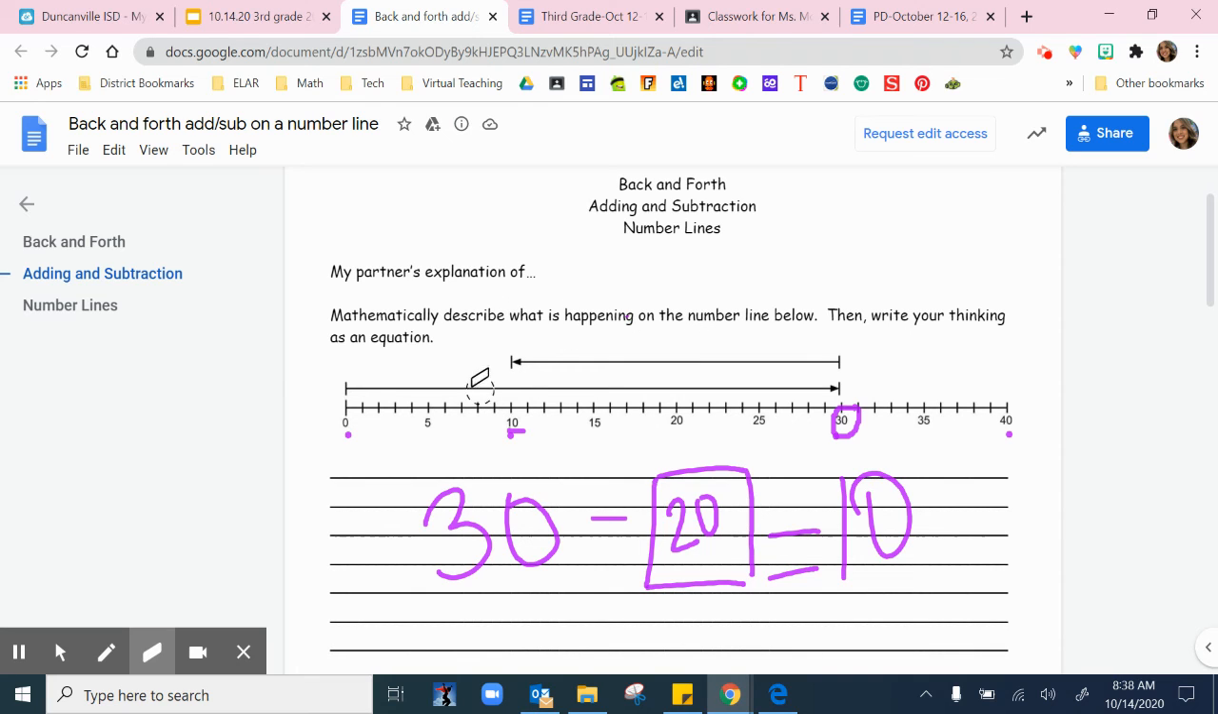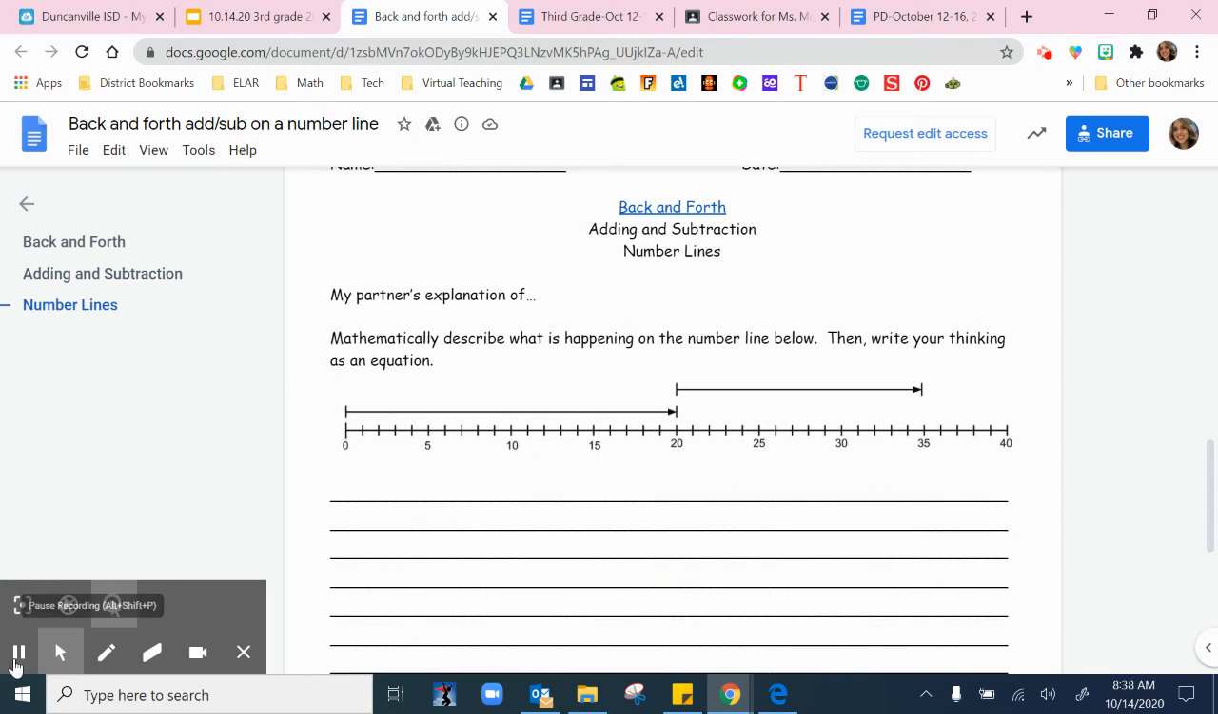So we're going to try one now together. Okay, so now we're going to look at this one. This one's different. Again, we're describing mathematically what is happening on this number line below. Then we're going to write our thinking as an equation. So use my steps that I just gave you. First, look at where does it start? It starts at 0. Our number line ends at 40.